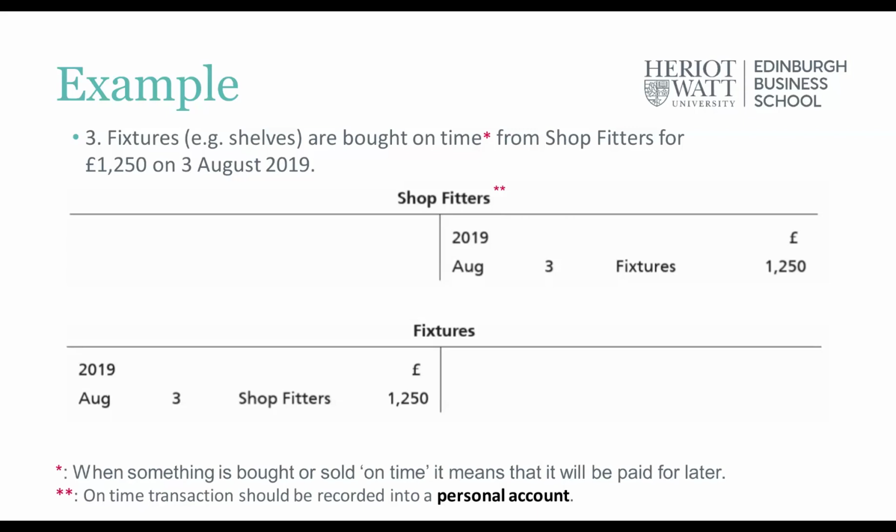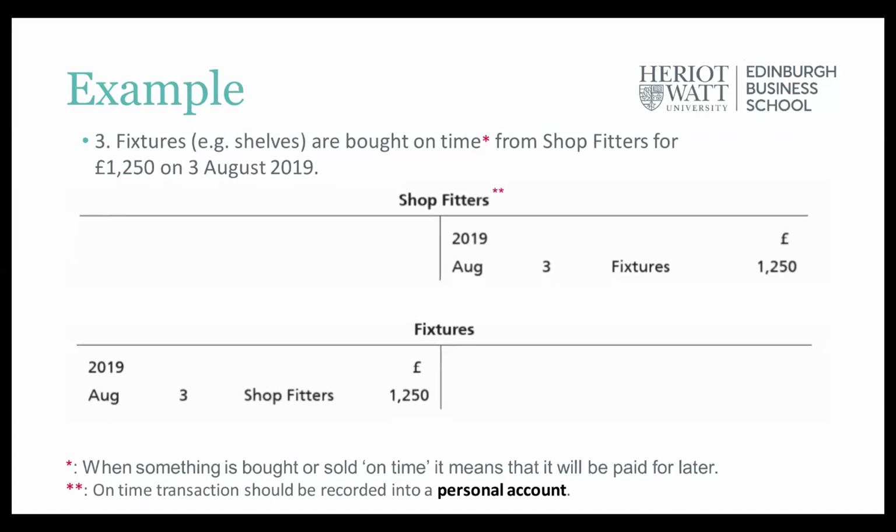Let's start with the fixtures account. The fixtures have been bought on time, which means the fixtures account. Remember, the fixtures are assets, right? These are non-current assets. They have been bought on credit. So what is happening to the fixtures account? Is it receiving or giving?